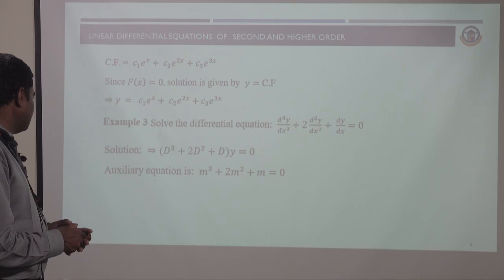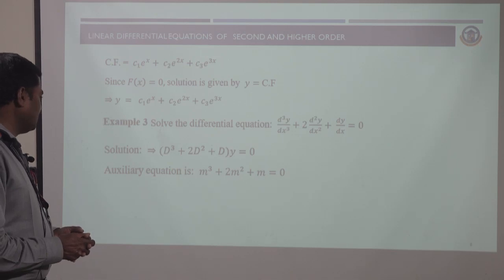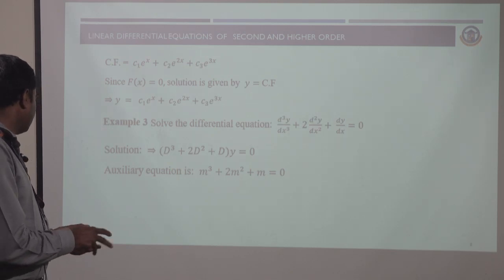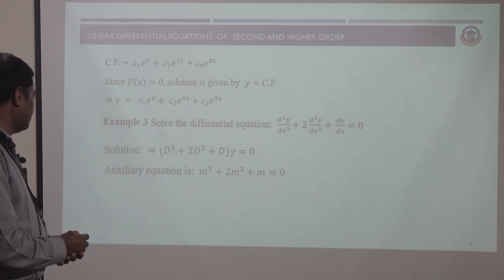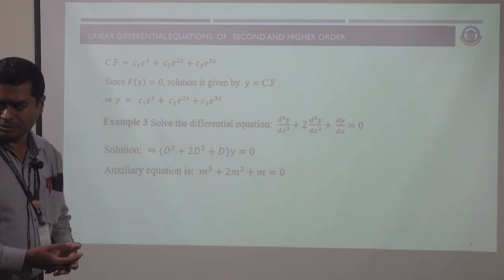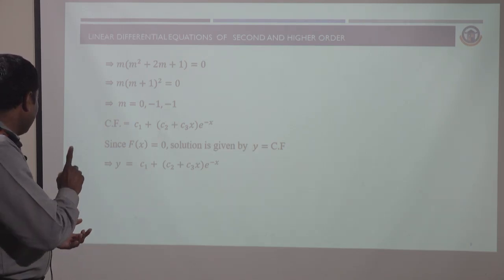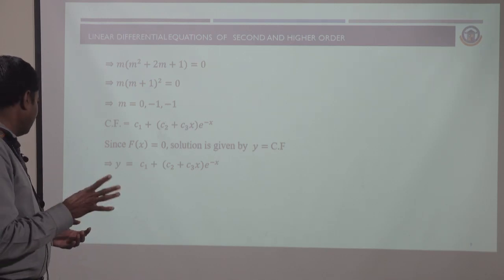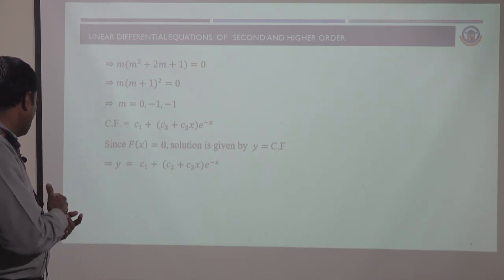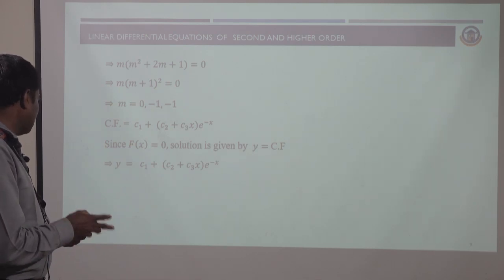And next, another small example. Solve the differential equation d cube y by dx cubed plus 2 d square y by dx square plus dy by dx equal to 0. Similarly we can find the solution. The auxiliary equation is m cube plus 2m square plus m equal to 0. So here the roots are 0, minus 1, minus 1. In this case 0 is the unique real value, and minus 1, minus 1 are the repeated roots, the second case.